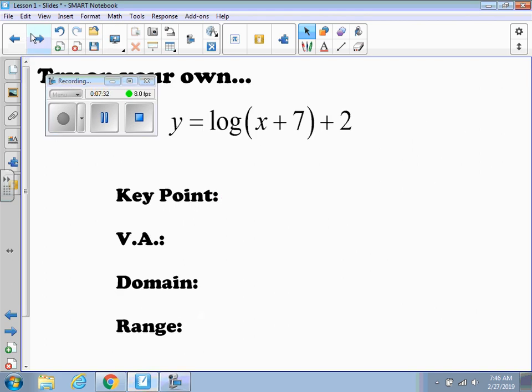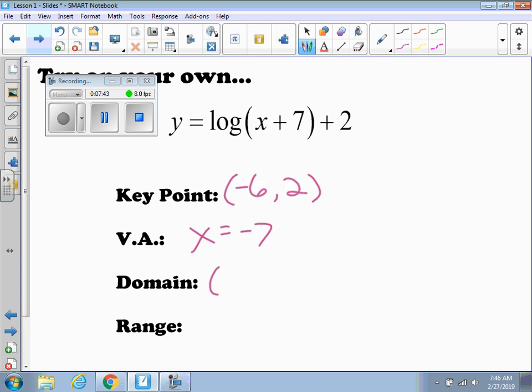So you have y equals log of x plus 7 plus 2. Your key point is going to be at negative 6, 2. The vertical asymptote is going to be at x equals negative 7. The domain goes from negative 7 to infinity, and the range is from negative infinity to positive infinity.